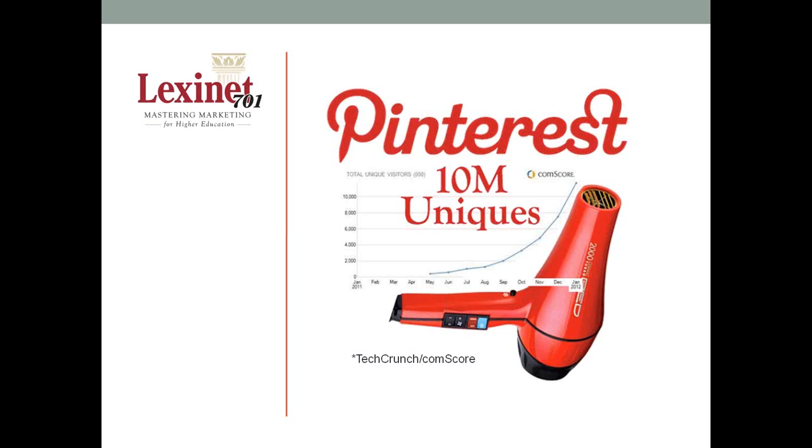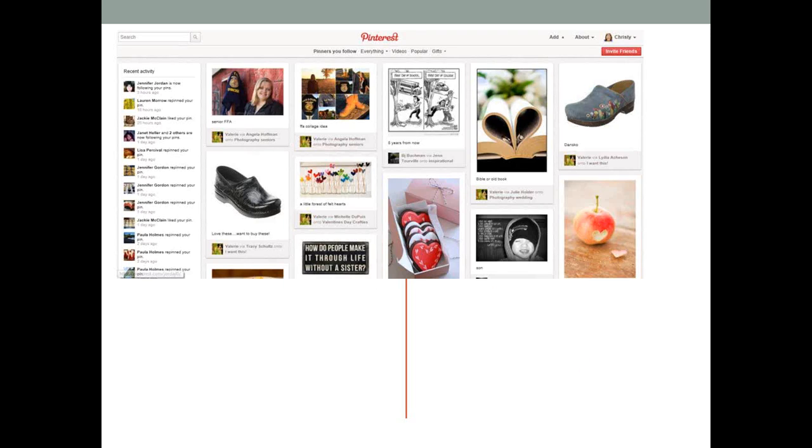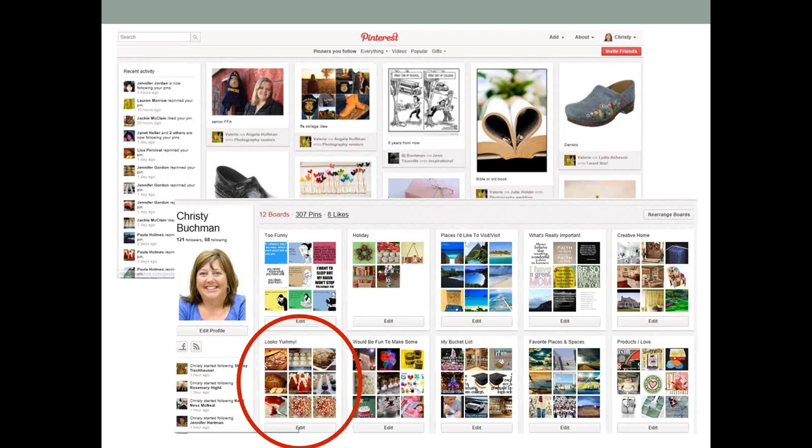Here is a look at my Pinterest account. When I log in, I'll see the images that my friends and the people that I'm following have selected or pinned recently. The images that I like or pin are posted to my custom bulletin boards. And I can organize my bulletin boards and name my boards any way that I want. For example, the recipes that I like and that I pin, I've chosen to post to a board that I call Looks Yummy.